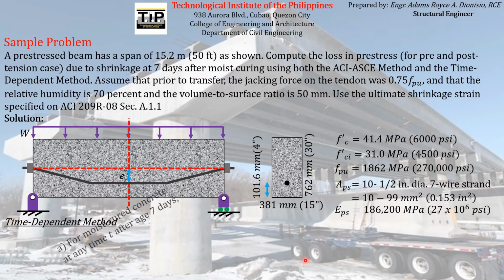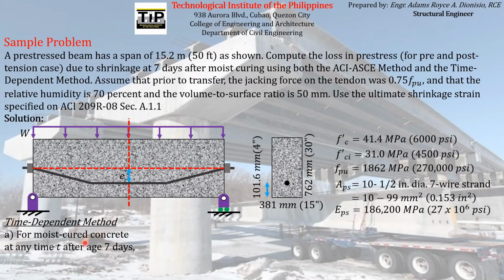So if you can recall the formula for the adjusted shrinkage strain for time using the time-dependent method for moist cured concrete at any time T after age 7 days, because it was specified in the problem that we have to use 7 days after moist curing. So we must use the case of moist curing for us to be able to solve for the adjusted shrinkage strain using the time-dependent method.